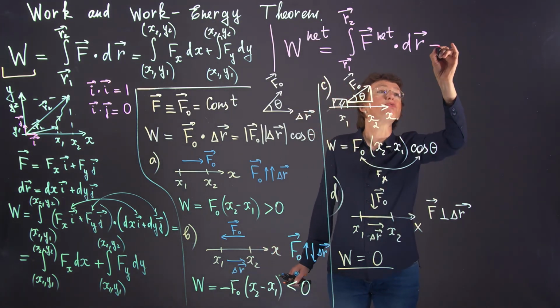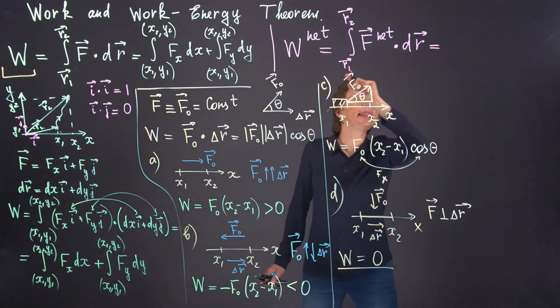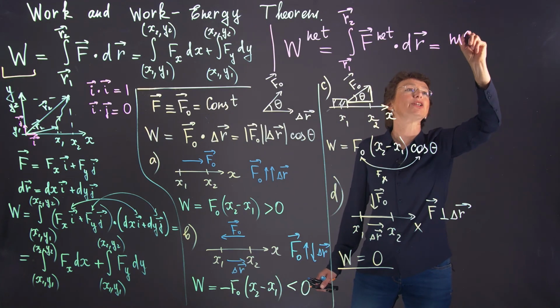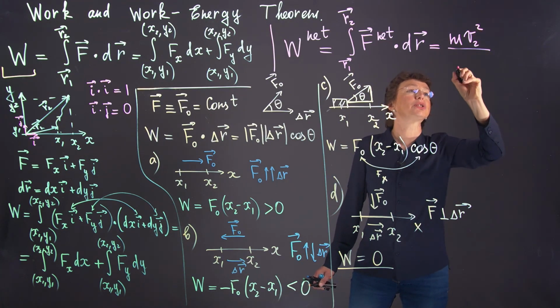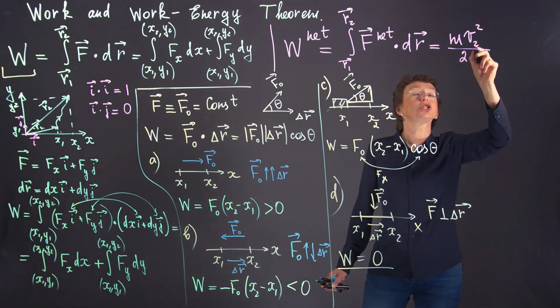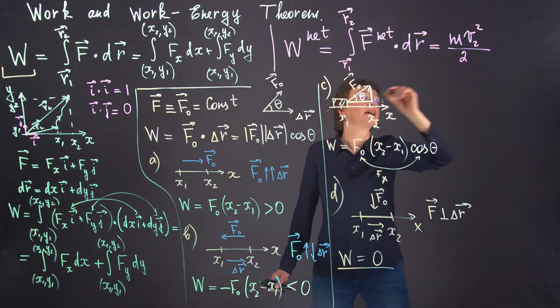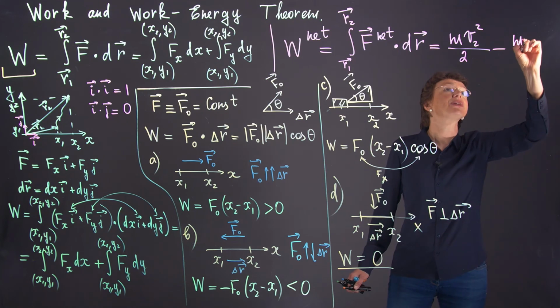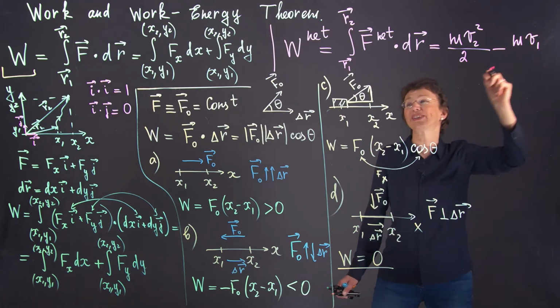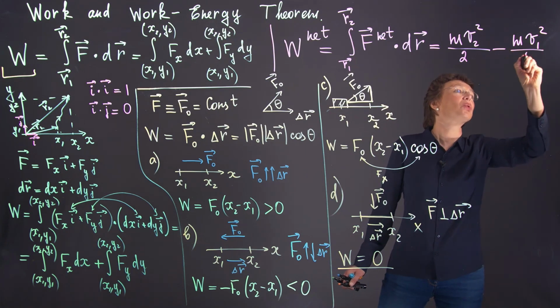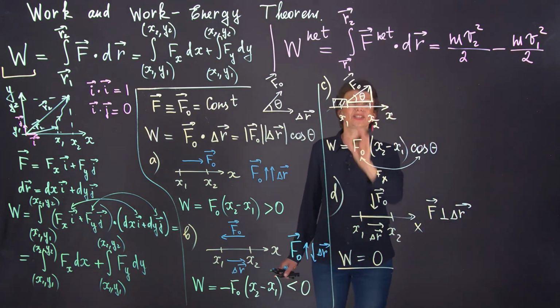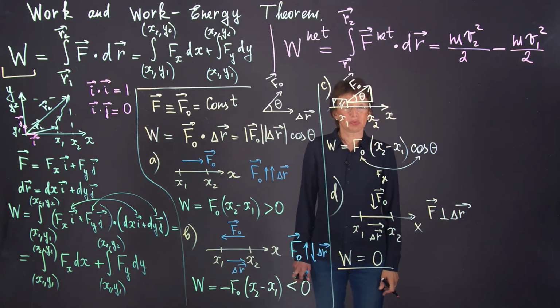But what's important, that work done by the net force is equal to the change in the kinetic energy. m v2 squared over 2, where 2 corresponds to the final, minus m v1 squared over 2, where 1 corresponds to initial. And this is the work energy theorem that we will use a lot when we solve problems in this unit.